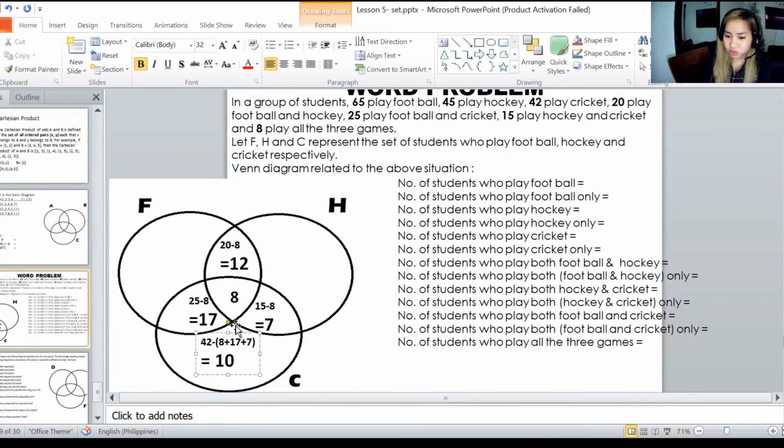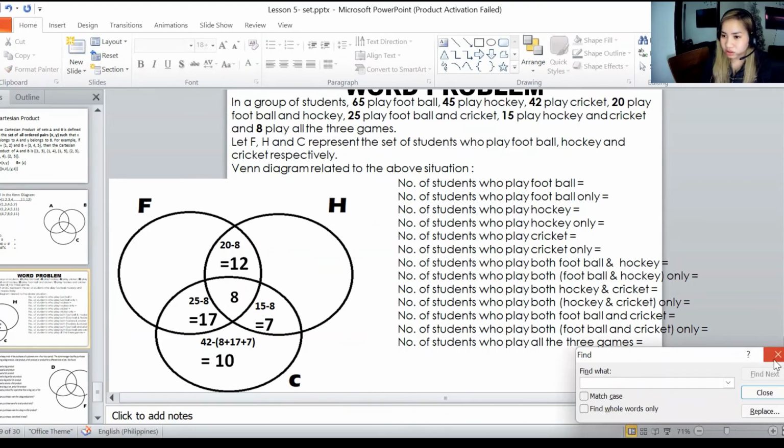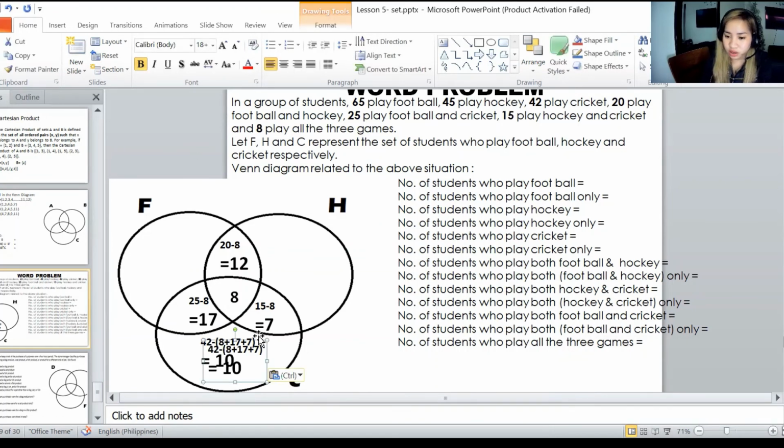Next, we have 45 play hockey. So we have 45 who play hockey. Again, we subtract these because they are already part of the total of 45. So we have 8 plus 12 plus 7. So 45 minus 8 plus 12 plus 7 is equal to 18. Next.